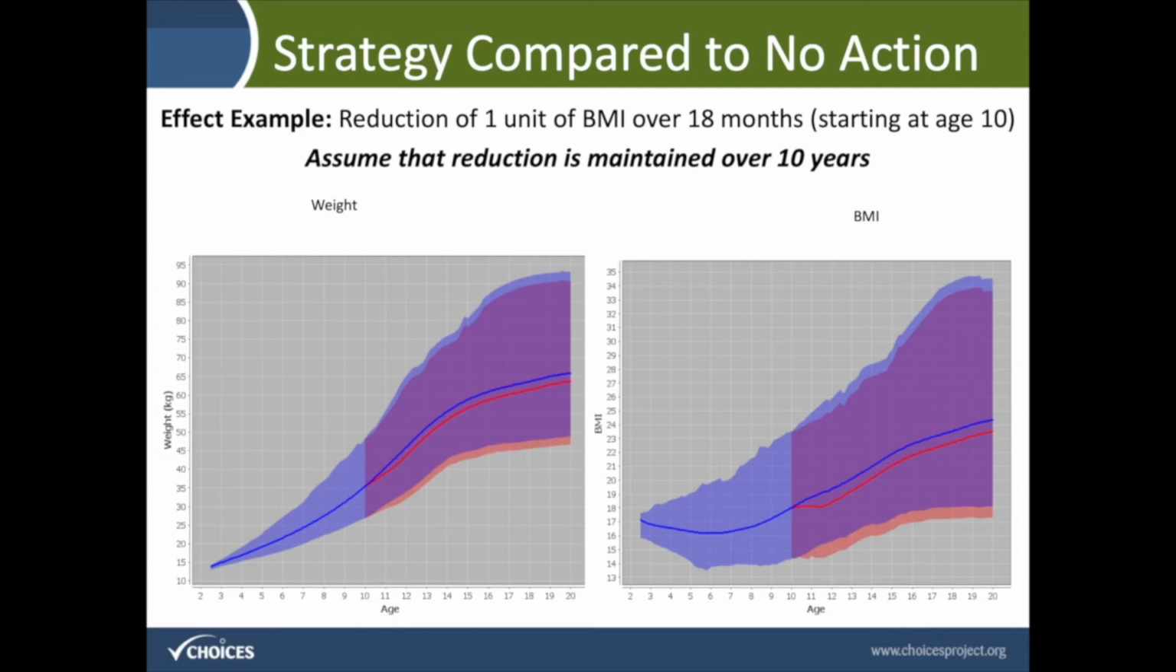So the unit reduction of BMI is really a unit of BMI that's being prevented in the intervention scenario. It's not really a weight loss scenario here, but we're moving a person down to a lower BMI and weight trajectory over a period of time, and we assume that that reduction in weight is maintained over the intervention period.